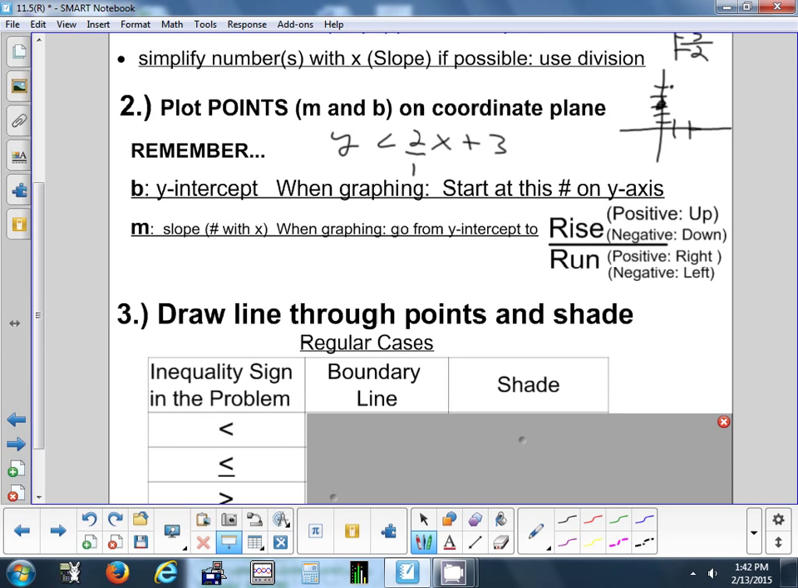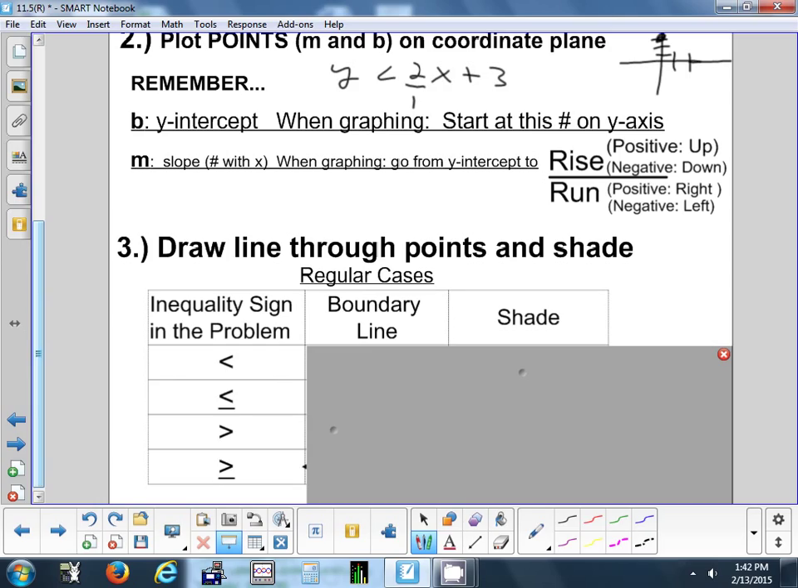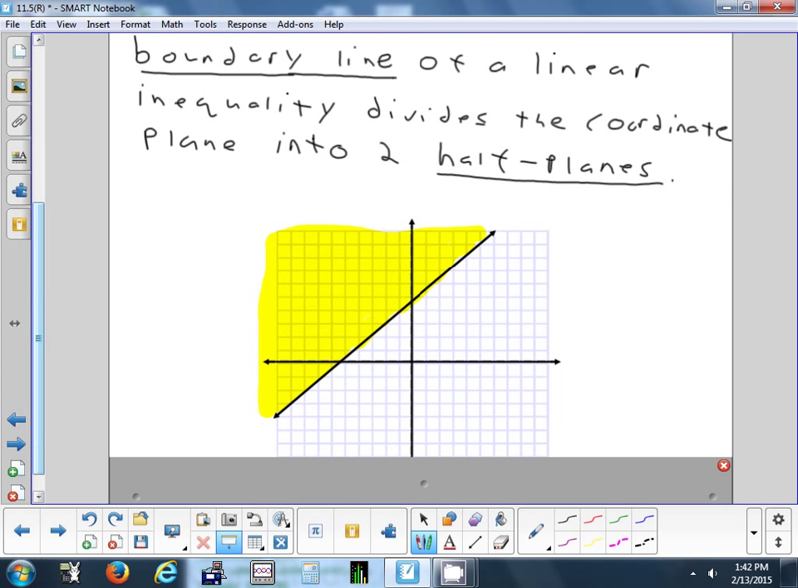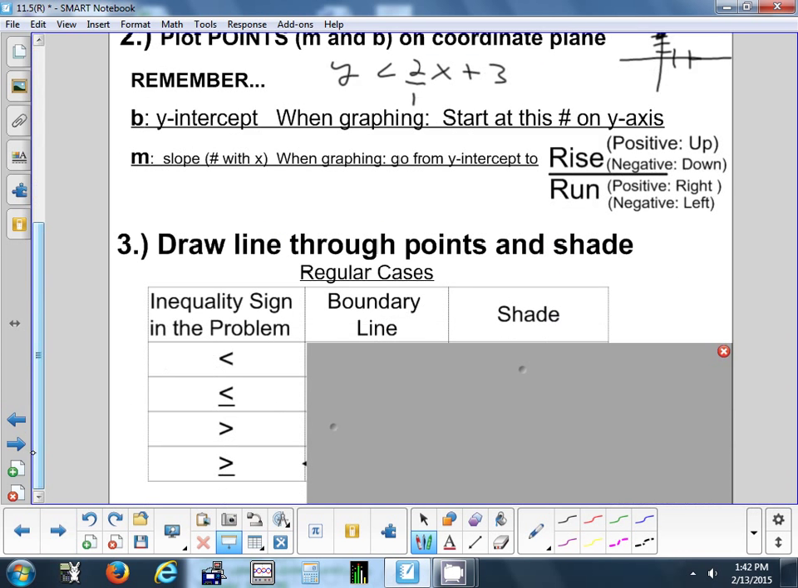It's four different cases. Now you can either shade above or below the line, just like in that example I showed you back here. The two choices are either to shade above or below. Where do you think you'd shade for less than? Does that sound like it would be up above, or would less than be below? It would be below.